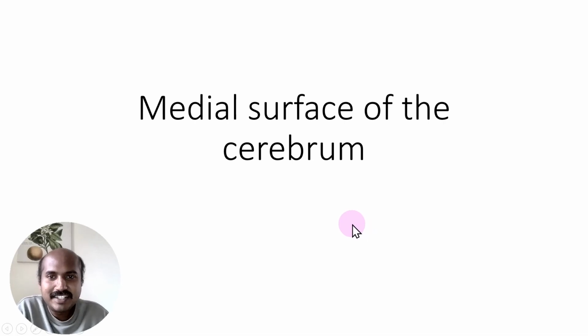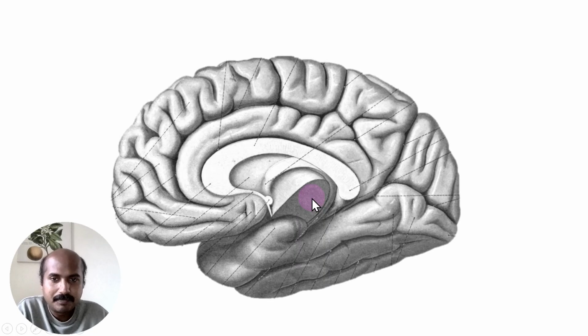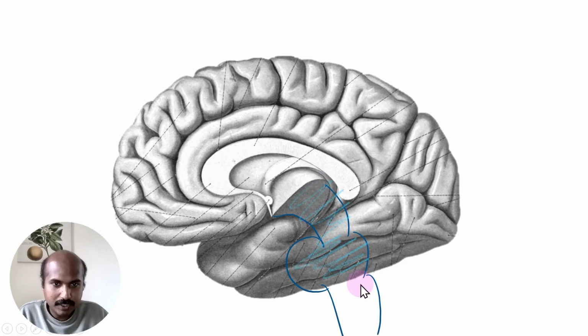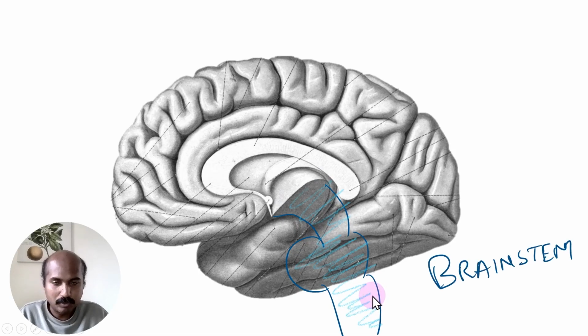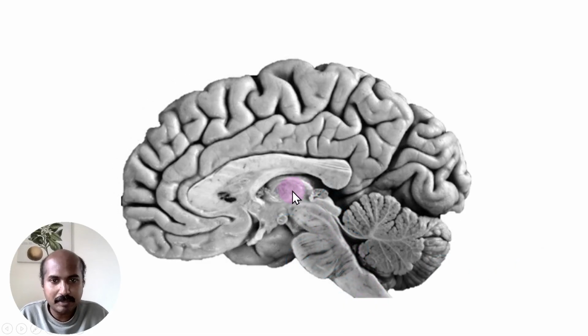Hello, today we are learning about the medial surface of the cerebrum. What you are seeing now is the medial surface of the cerebrum, and here the brain stem, which is actually located here, is removed. So let us have a look at a picture where the brain stem is intact.